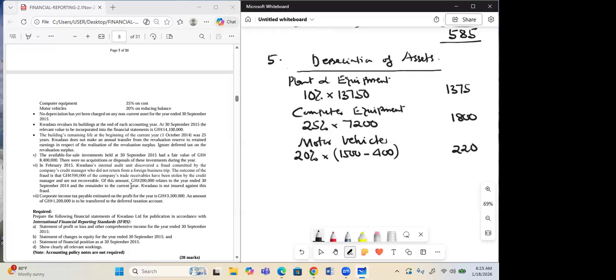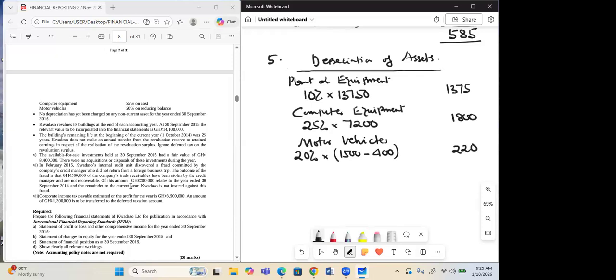The building's remaining life at the beginning of the current year, that's 1st October 2014, was 25 years. Kwadaso does not make an annual transfer from the revaluation reserve to retained earnings in respect of the realization of the revaluation surplus. Ignore deferred tax on revaluation surplus. You see, now they are telling you to ignore deferred tax on revaluation. At your level, they will always ignore. It's level 3 that they do those things.